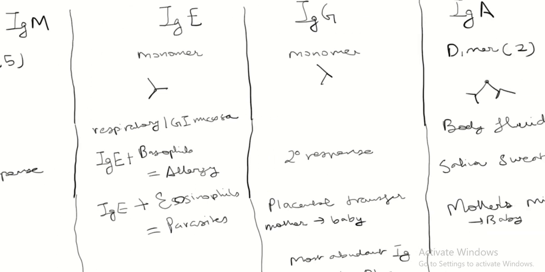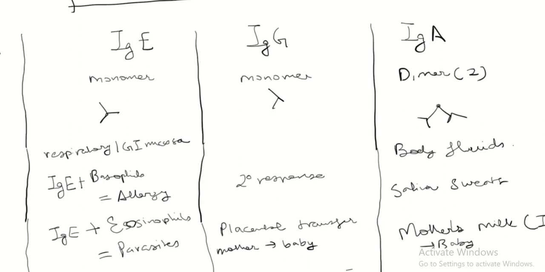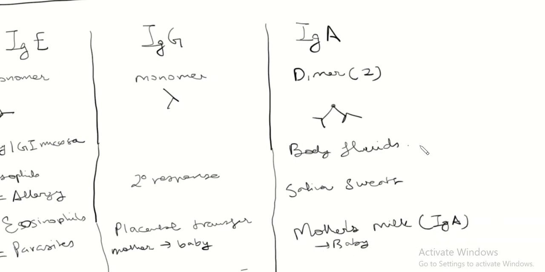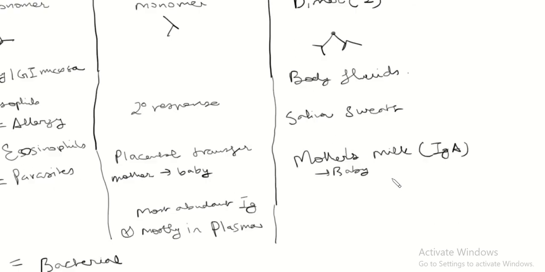Last but not the least is IgA. They're a dimer. What does di mean? 2. Just like penta is 5, di is 2. So you see 1, 2. Again, they're secreted in body fluids: saliva, sweat, and mother's milk. So when a baby is lactating or drinking mother's milk, they can get a lot of IgAs.